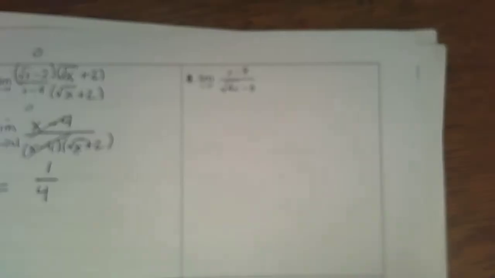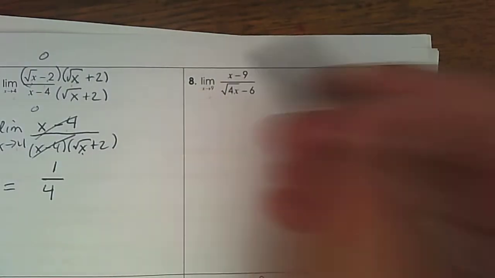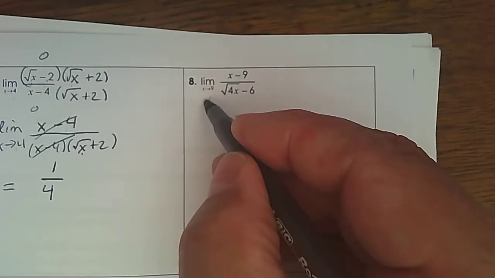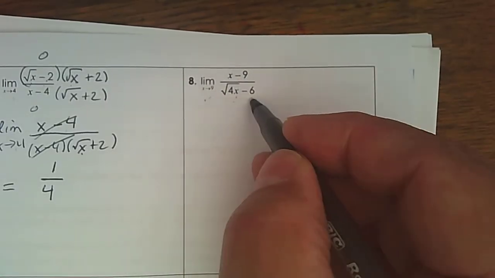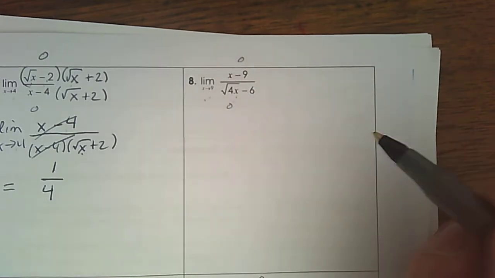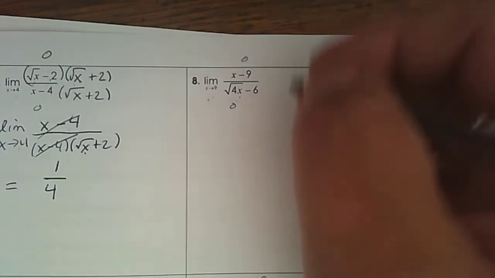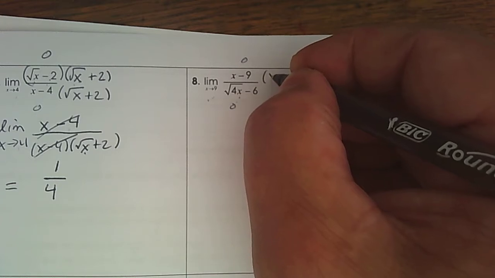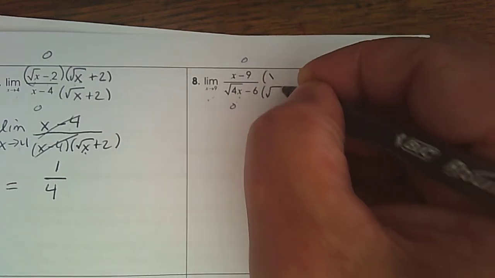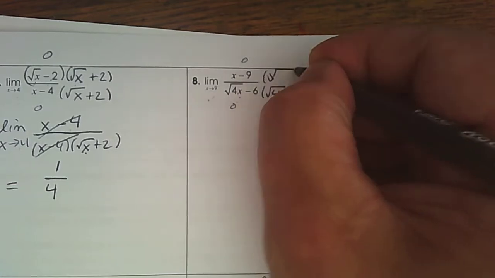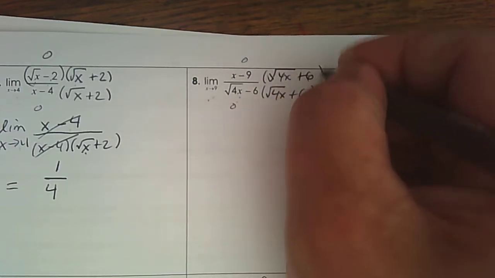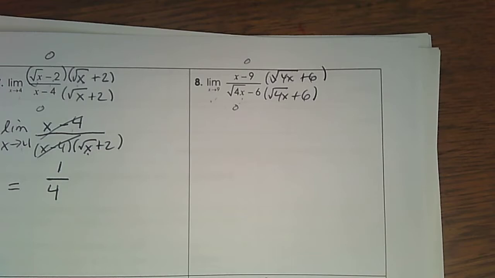So here we have a situation. First, you plug in 9. Don't take it for granted that it's 0. So plug in 9, the square root of 36, take away 6. Definitely 0 over 0. This is indeterminate. So the technique we're going to use is what's called the conjugate. That's the square root of 4x plus 6. The square root of 4x plus 6, top and bottom, the conjugate.